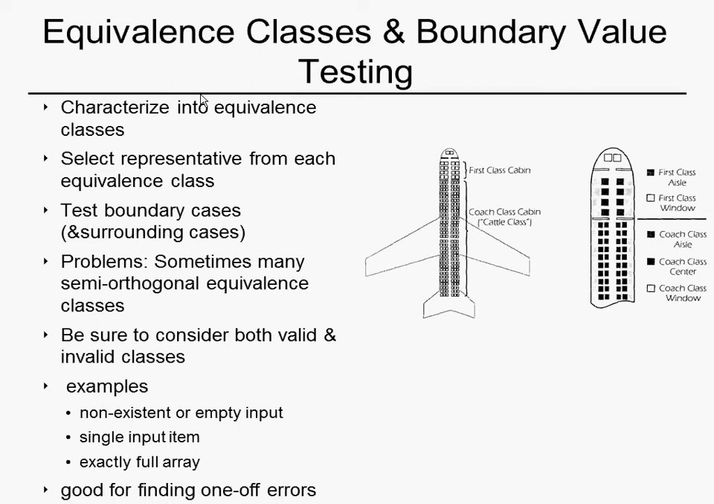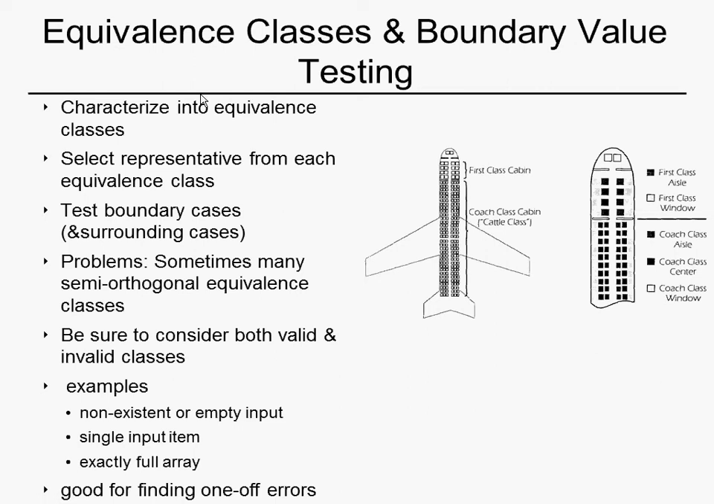For example, we might test at least 1 window seat and 1 aisle seat in the first class cabin. Maybe we'll go further and do the first row of the first class cabin and the last row. And similarly something for coach class. We want at least 1 of each type of seat, and then maybe those at the back of the plane, those at the front of the plane, to make sure it's working properly.